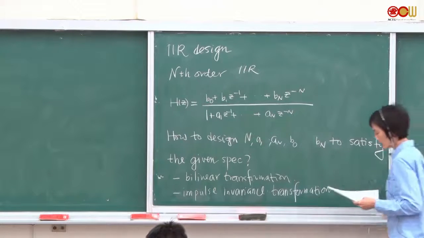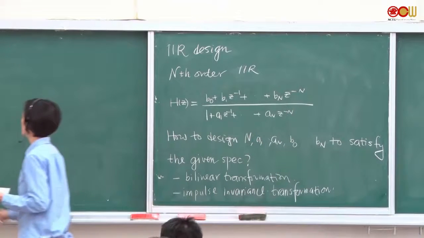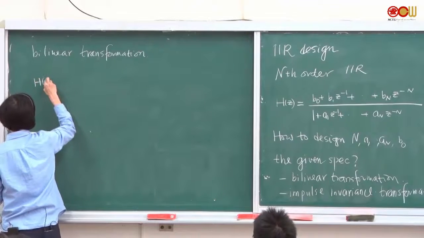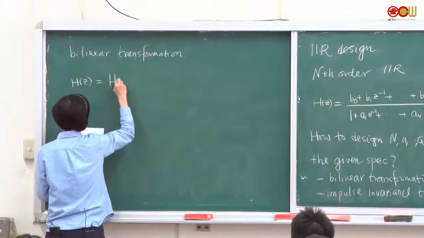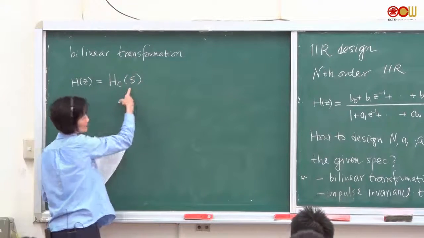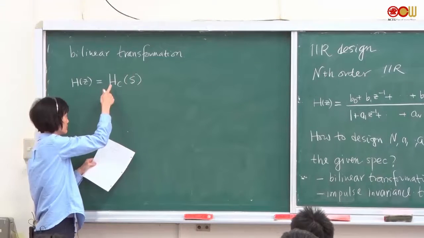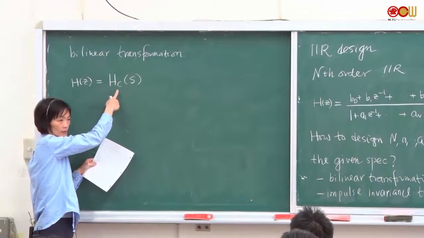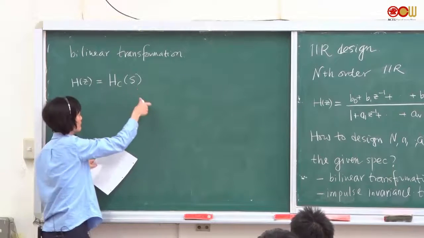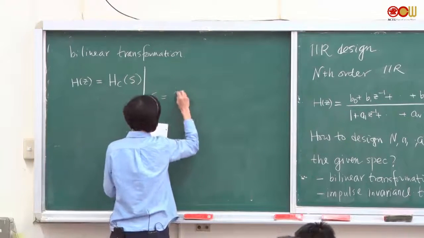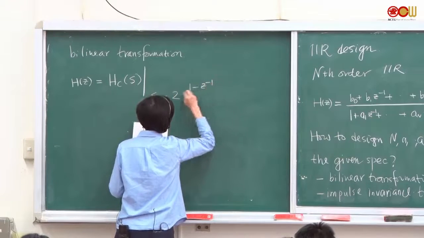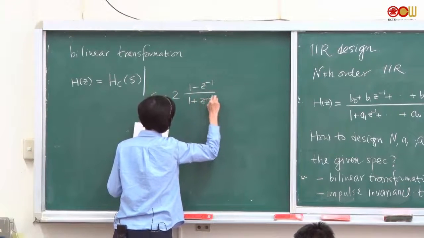Okay, so let's start on bilinear transformation. This is how we transform an analog filter to a digital filter. This H_c(s) is an analog filter, in its Laplace transform. And here's how we obtain the digital filter.